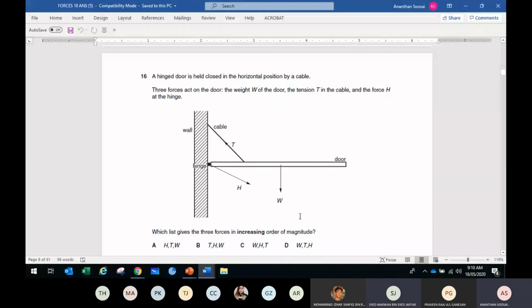So if you really understand, to compare H and W, you must make sure T is not involved. So how to make T not involved? Take moment about the T point. You can compare H and W. Okay, so good. Those who got answer C should be right. Why T should be greater? That's the only force acting up. Why H should be greater than W? Because H has a shorter perpendicular distance when you take moment about T. That's the answer.